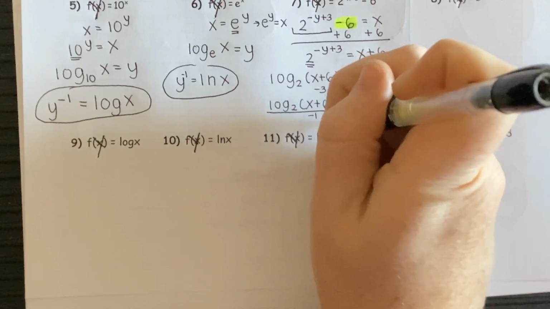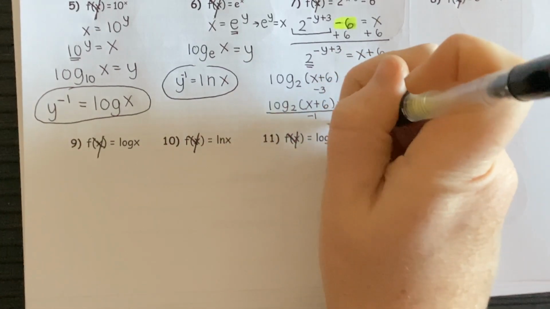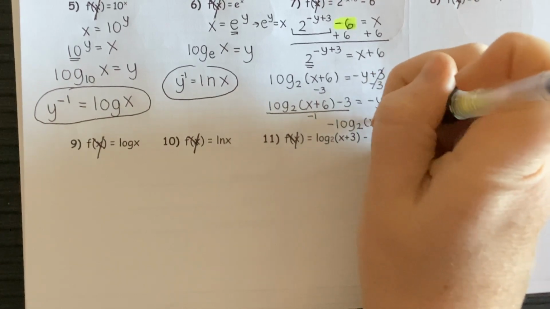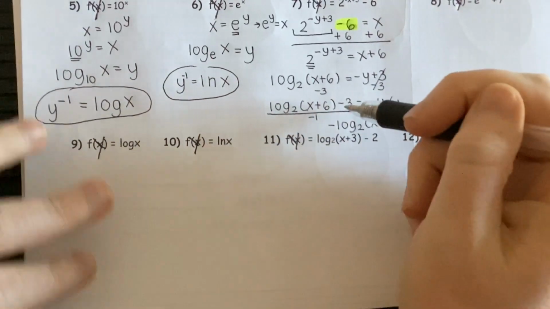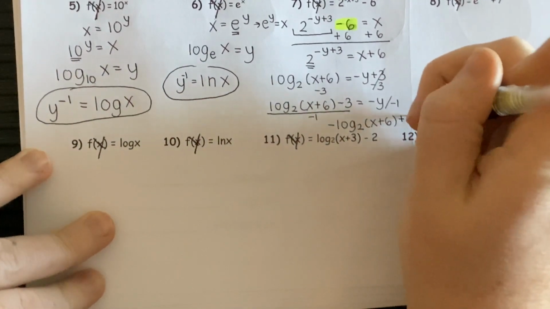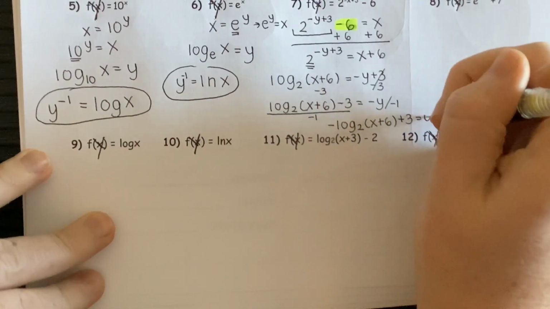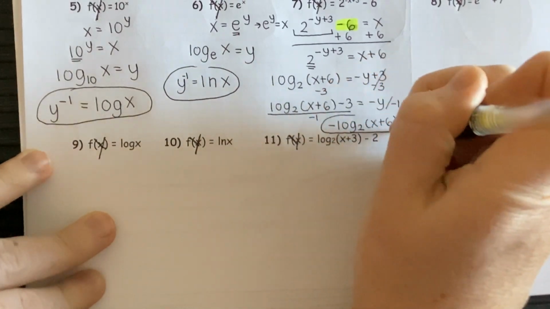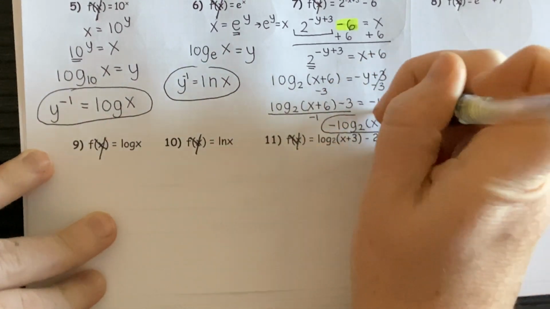This is going to end up being negative log base 2 of x plus 6. And then negative 3 divided by negative 1 is going to end up being a plus 3. And that is going to equal y prime. This would be your final answer. Should have written a little bit smaller.